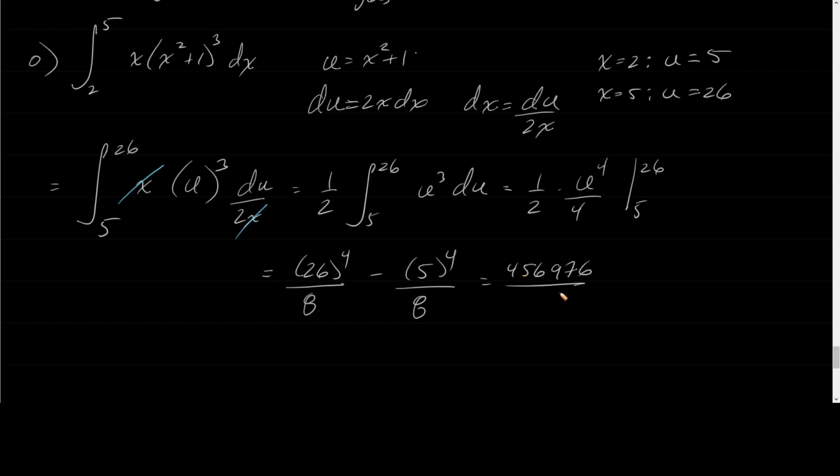456,976. And we have this over 8 minus, so 5 to the 4th. 5 to the 4th is 625. And now 456,976 minus 625 ends up being 456,351 over 8. And that doesn't reduce nicely.